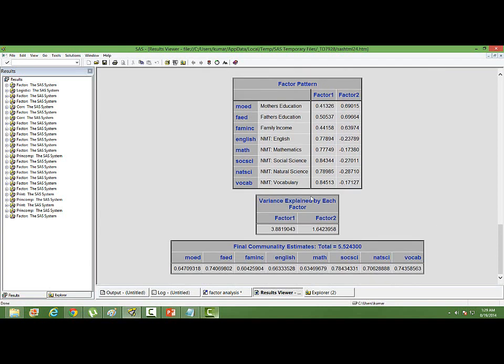The variance explained by both the factors. Factor 1 explains maximum variance in the dataset, whereas factor 2 or component 2 actually explains much less than that.